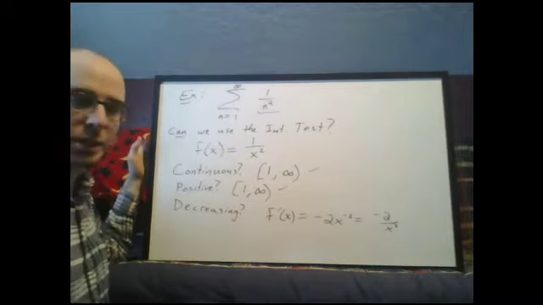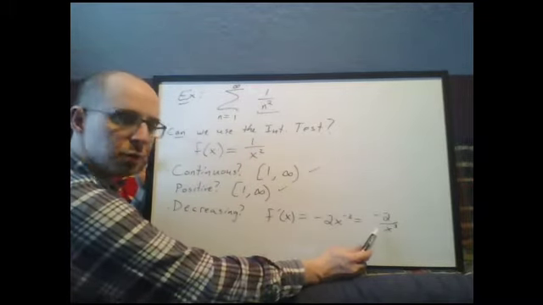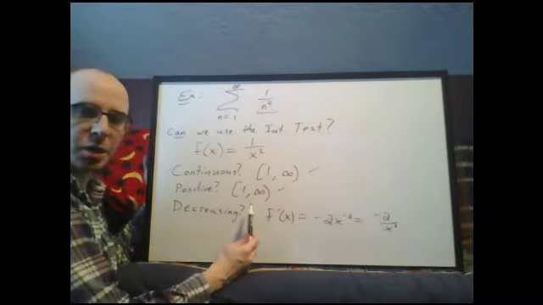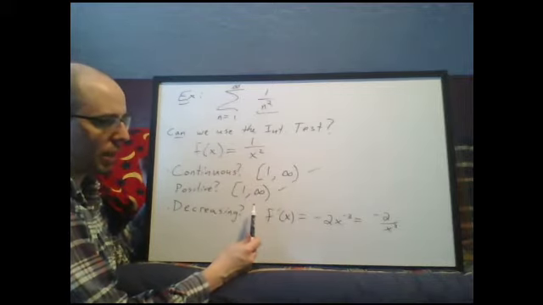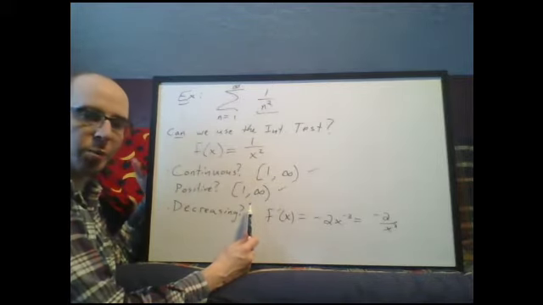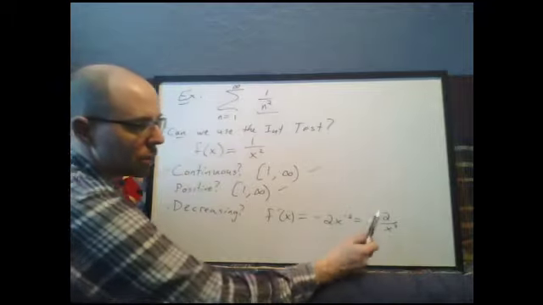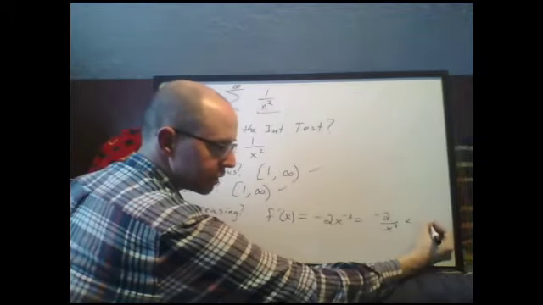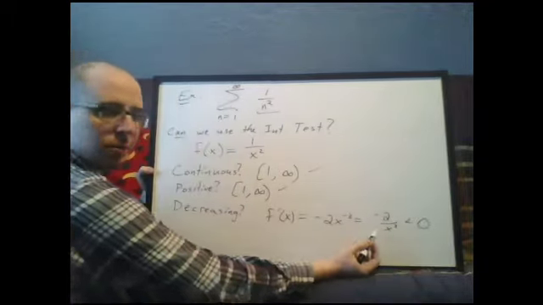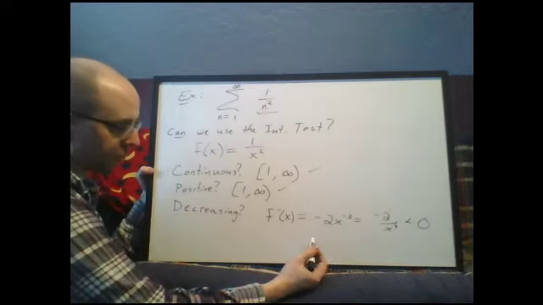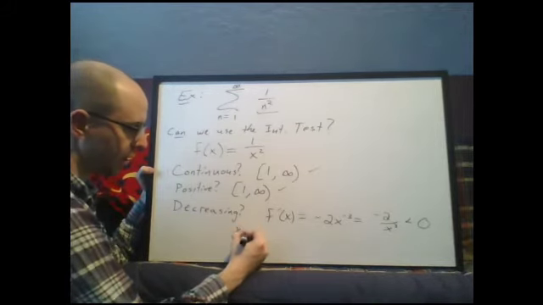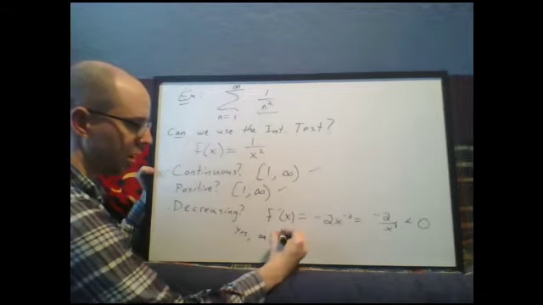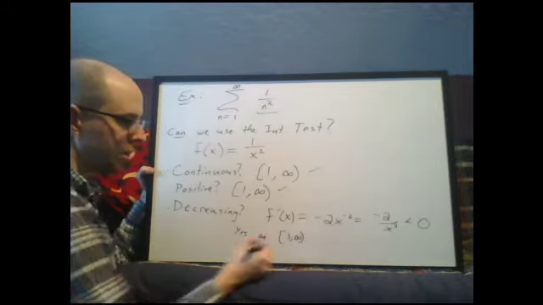Okay, so then the question is, is this derivative negative on the interval that we're looking at? Well, we're looking at an interval where we only have positive x values, so this is definitely less than 0 because it's a negative number divided by a positive number. So yes, on 1 to infinity, this is decreasing.